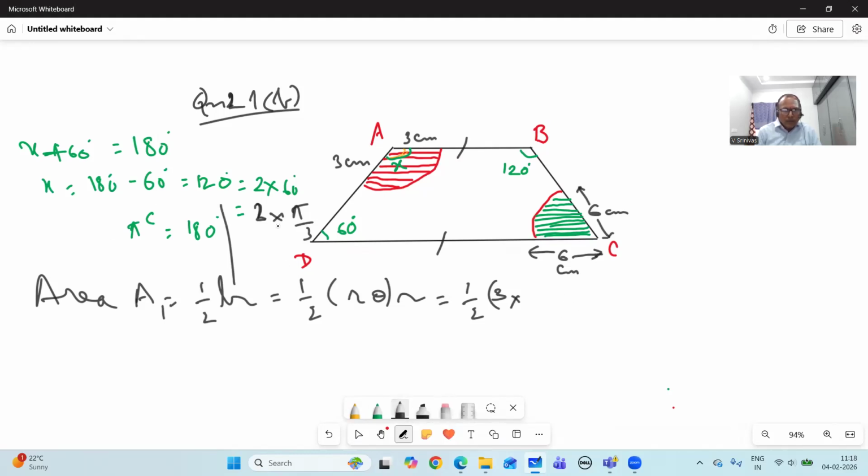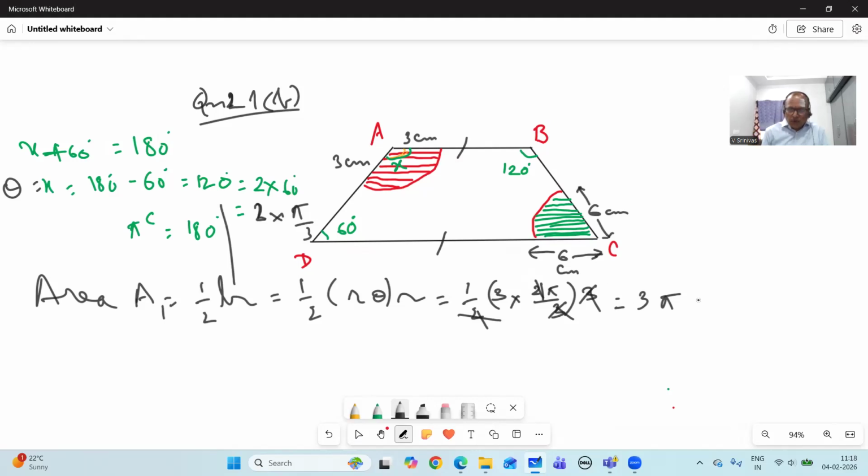Theta is, this is our theta. So theta is 2 pi by 3 into 2 pi by 3 into r. R is 3. Okay, these two cancel with this. So we are left with 3 pi. We are left with 1 into 3 into pi. This has cancelled with this, and this has cancelled with this. So these two are left, 3 pi, and these are cancelled. So the area of this sector is 3 pi square units.